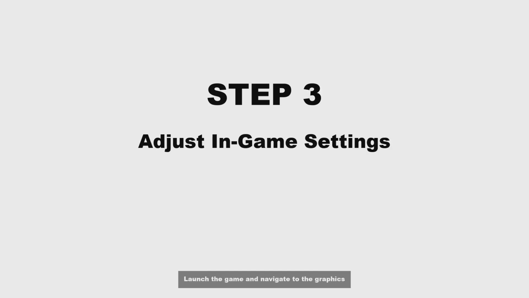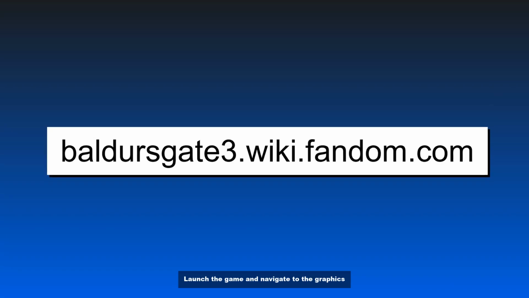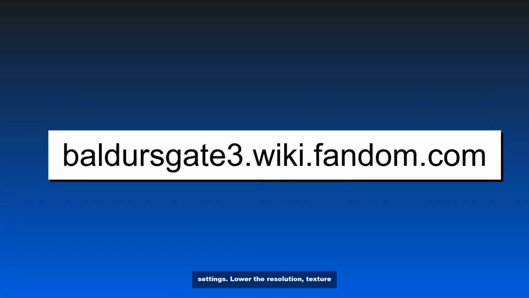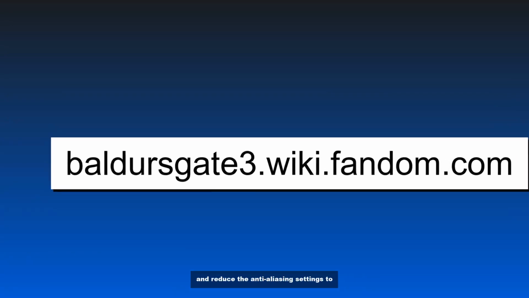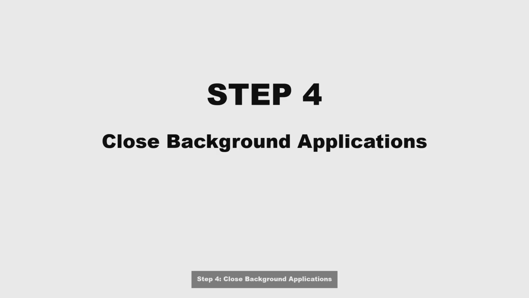Step 3. Adjust in-game settings. Launch the game and navigate to the graphics settings. Lower the resolution, texture quality, and shadow quality. Disable VSync and reduce the anti-aliasing settings to improve frame rates.